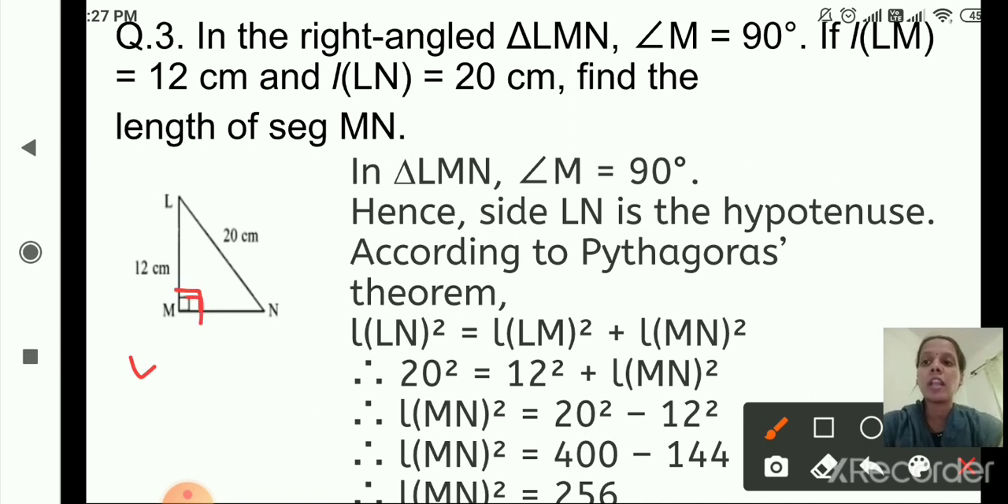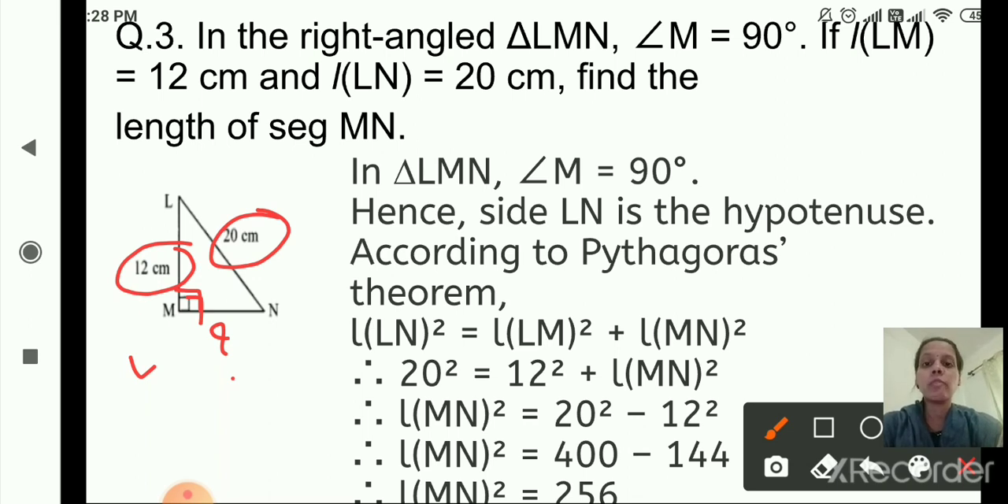So here we'll write down M. This is L and this is N. Now LM is given 12 centimeter, so here this is 12 centimeter and LN is 20 centimeter, right? Now we have to find out the length of segment MN. Okay, first we will draw the figure based on the information which is given in the question.